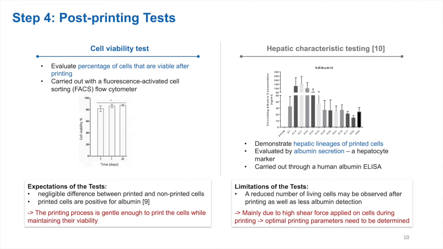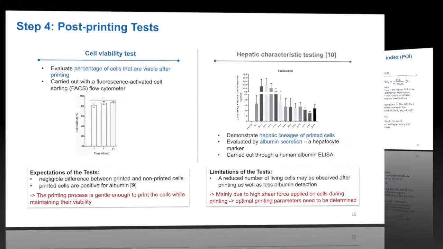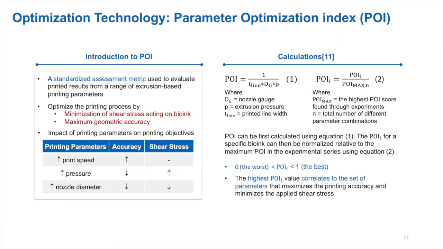A limitation to the process is the reduced number of living cells observed post-printing. This is mainly due to the shear force applied on the cells as they are pushed through the nozzle during the printing process. With low cell viability, reduced secretion of albumin will also be observed. As a result, factors such as pressure, nozzle length, and the volume ratio of components in the hydrogel should be optimized. An efficient way to determine the optimum printing conditions is to apply an optimization technique.